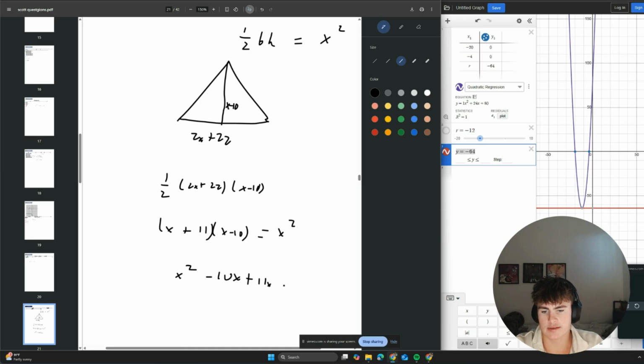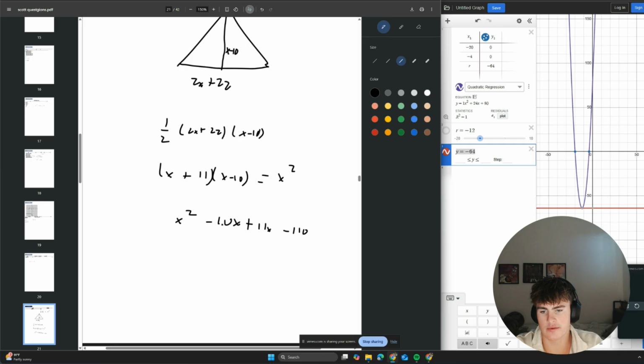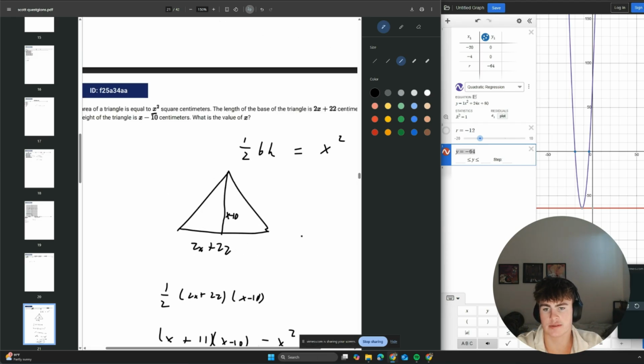11 times negative 10 is negative 110. So then we have x squared plus x minus 110 equals x squared. So we can cross these out. We have x minus 110 equals 0. Bring it to the other side, add it, and then you get x equals 110, and that is going to be your final answer. I believe that is the answer.